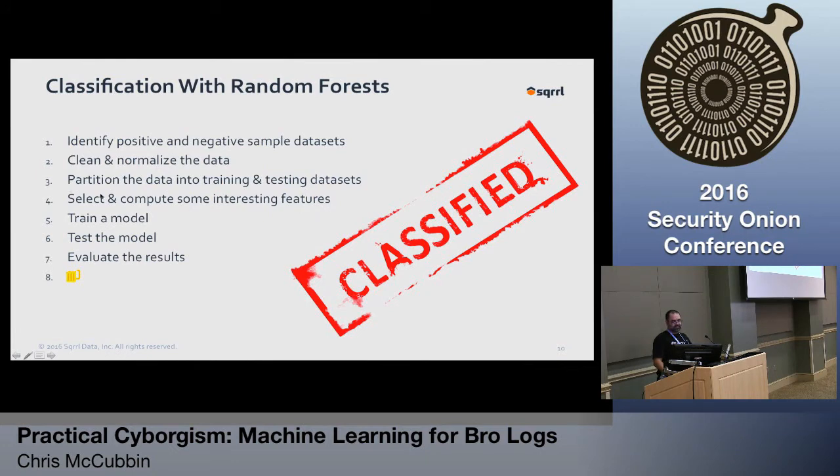Usually you want these to be numeric. You'll train the model, so you'll give that data to the algorithm. It'll train. You'll test it, which is that group of data that you held back from your labeled set. You'll run the model on it and see what comes out. See what gets labeled correctly, what gets labeled incorrectly. You can evaluate the results. I'll talk a little bit about that, and then it's Miller time.